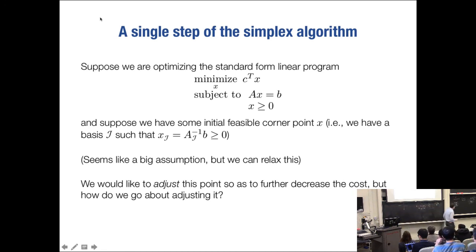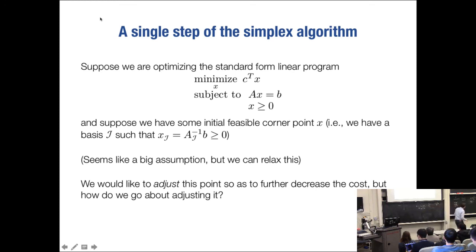But the setting here is, suppose we are optimizing a linear program and we have some initial feasible solution. So I'm going to suppose that we have an initial feasible point. If you don't have that, you can relax that by formulating another problem that will give you a feasible point at the end and which itself has an obvious feasible point to start with. But we're not going to do that today. So I'm going to assume we have a feasible point.